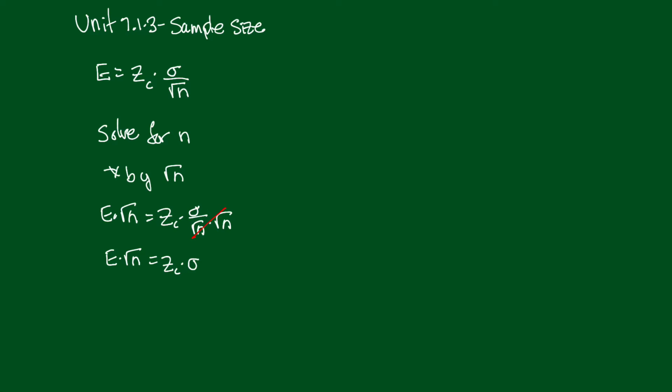Now, let's divide by E. I'm trying to isolate that n. So if I divide by E, I'm just going to go ahead and do it. I get this. I'll do it up at the top here. I get the square root of n is equal to z sub c times sigma all over E.